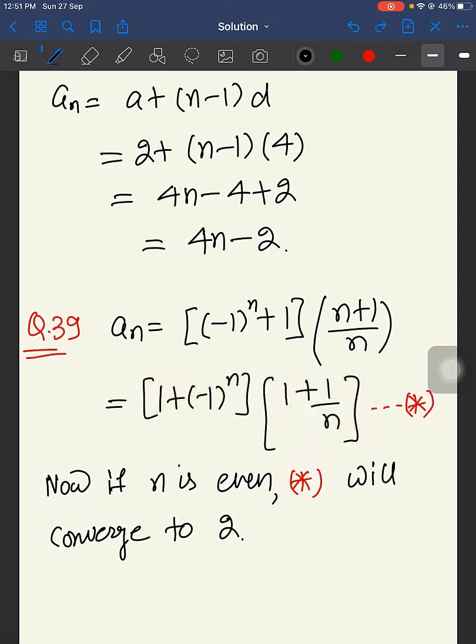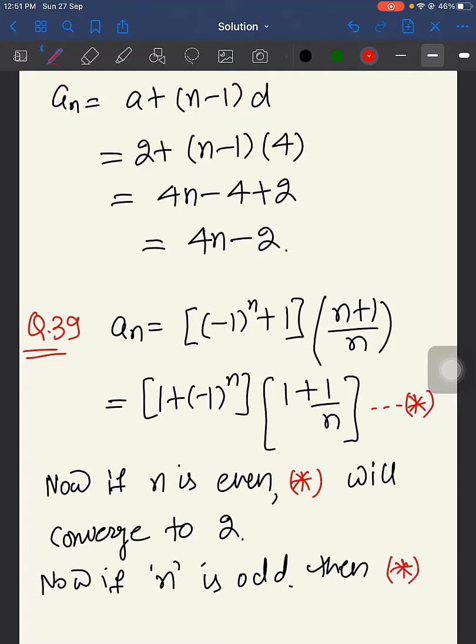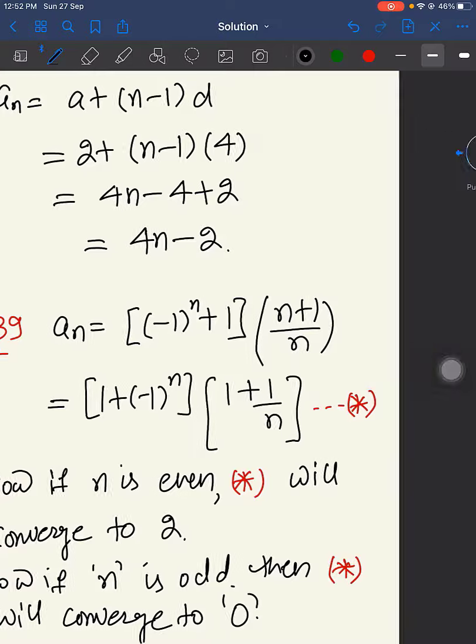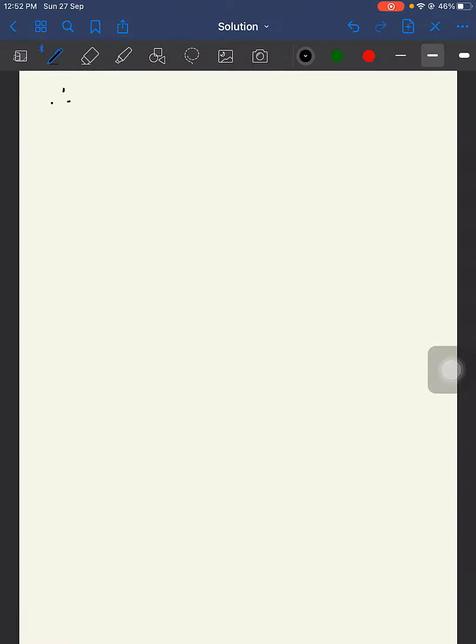And if we take n to be odd, then star will converge to 0. So there are two different subsequences which are converging to two different limits, so that's why an will have to be divergent. So therefore an is divergent.